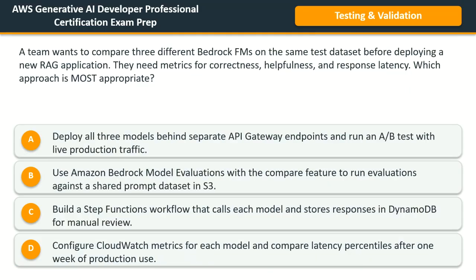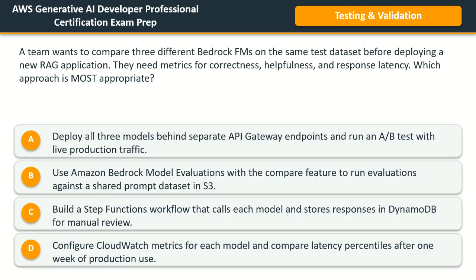The team wants to compare 3 different Bedrock foundation models on the same test data before deploying a new RAG application. They need metrics for correctness, helpfulness, and response latency. Which approach is most appropriate?